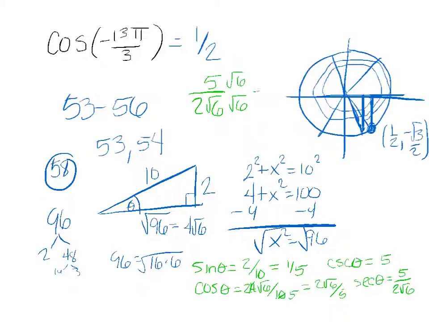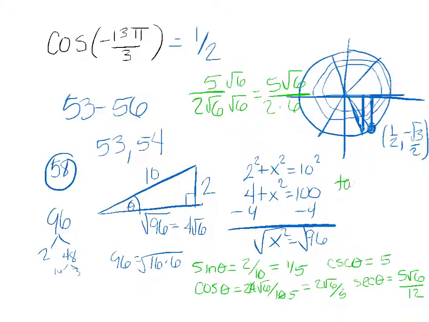Square root of 6, square root of 6. So we've got 5 square roots of 6 on top over 2 times 6 on bottom, right? Because square root of 6 times square root of 6 is 6. And 2 times 6 is 12. So I end up with, let me erase this, 5 square roots of 6 over 12.